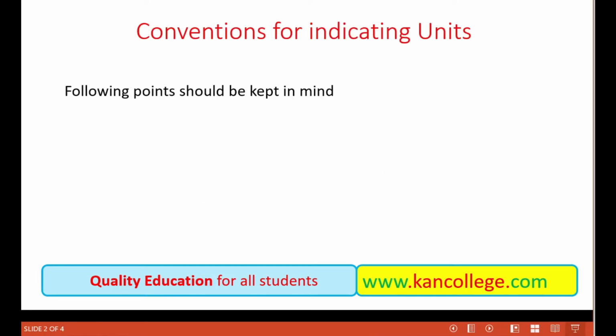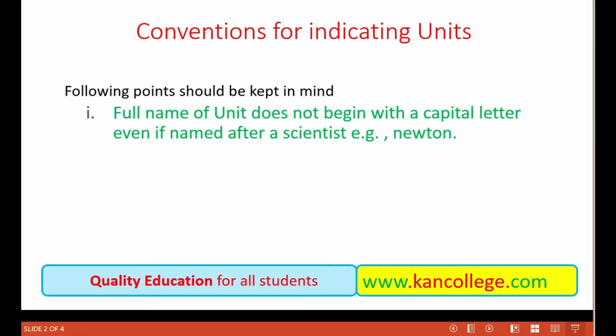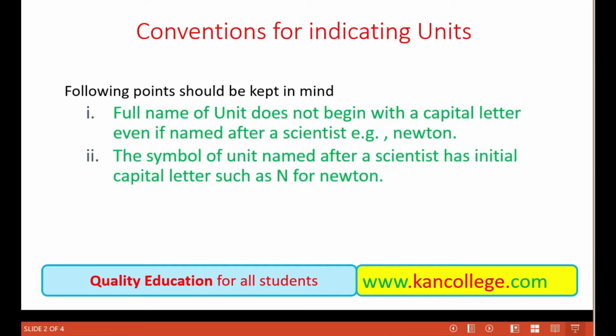Conventions for indicating units. The following points should be kept in mind. Number one, the full name of the unit does not begin with a capital letter, even if named after a scientist. For example, newton. Number two, the symbol of a unit named after a scientist has an initial capital letter, such as capital N for newton.